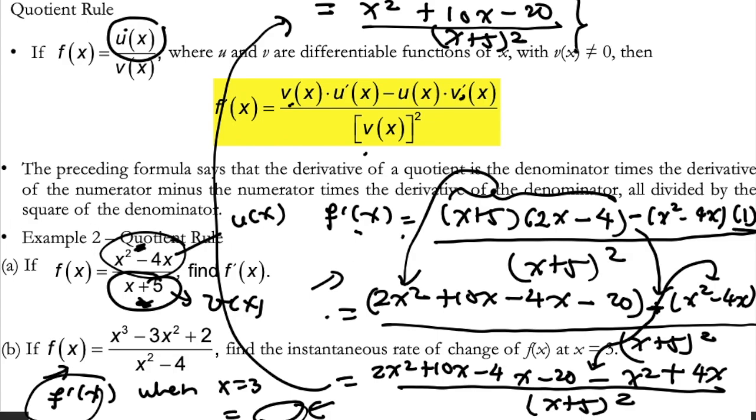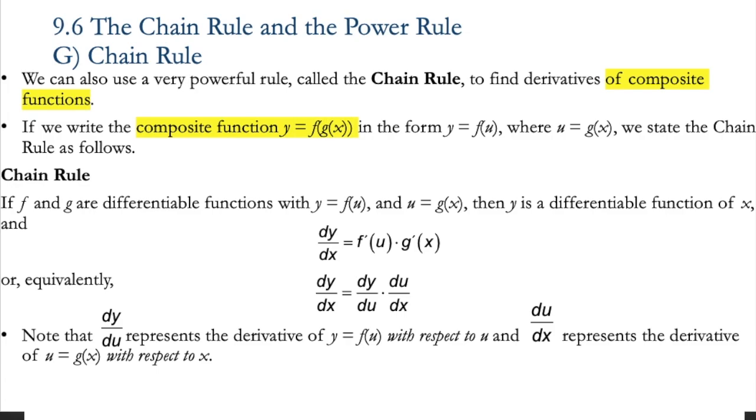Alright, now let's move to the chain rule. Okay, the chain rule and its relation to the power rule. The chain rule can be used to find the derivative, or the instantaneous rate of change, or the slope of a function if the function itself is a composite function. What is a composite function? A function inside a function. In the simplest way, it is known as a function inside a function.